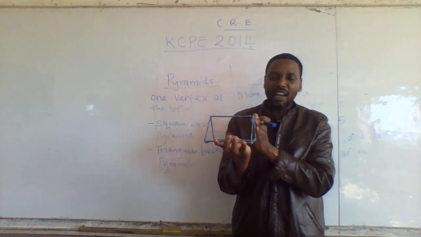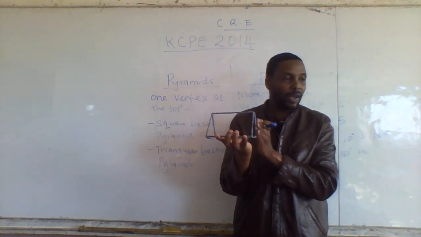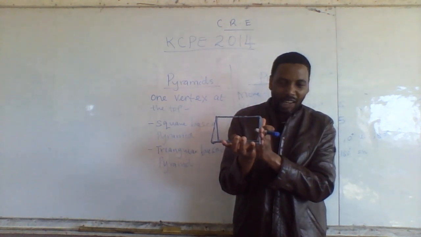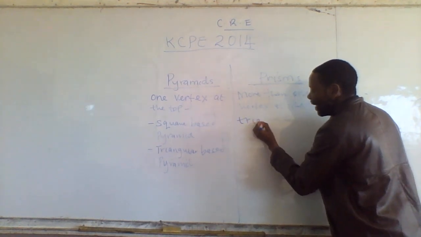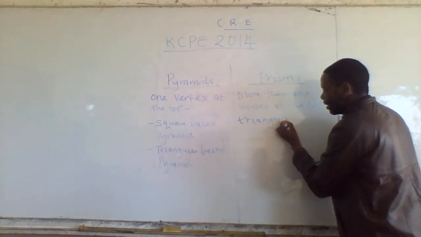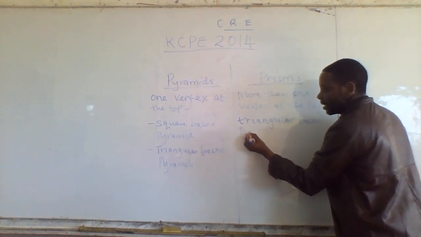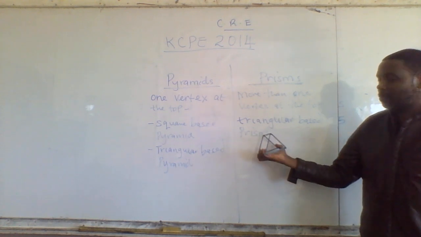So this is now the base area. This is where the name lies. So what name do I give it? A triangular based. Can you see the word based? A triangular based what? Prism.